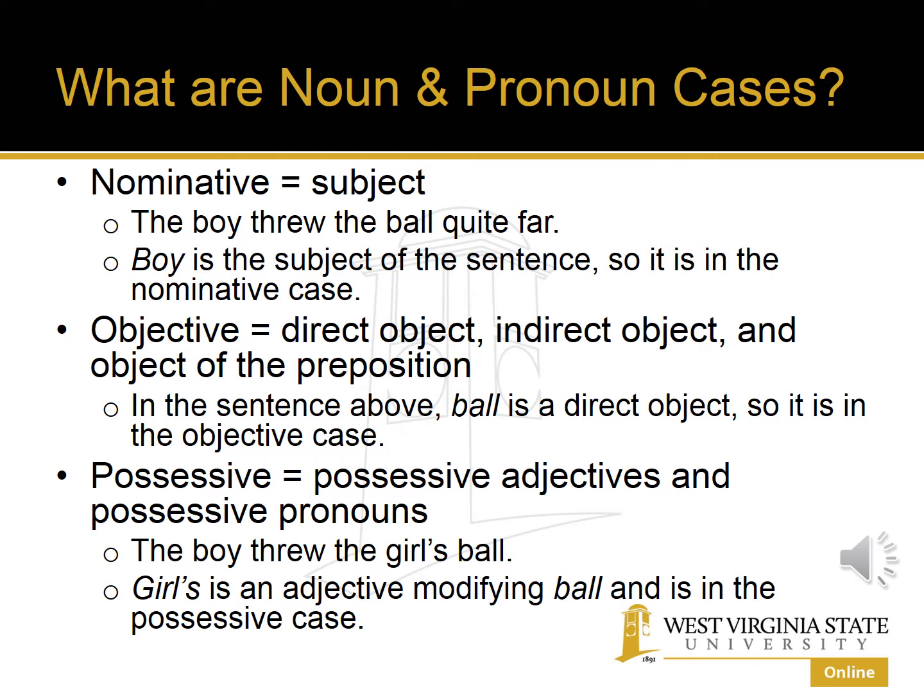And then we have the possessive, which is composed of possessive adjectives and possessive pronouns. An example: "The boy threw the girl's ball." In this sentence, girl is possessive, so it's girl's, and it's defining the noun ball, so it's identifying who owns the ball. The girl owns the ball, the girl's ball. So it's being used here as a possessive adjective describing ball.